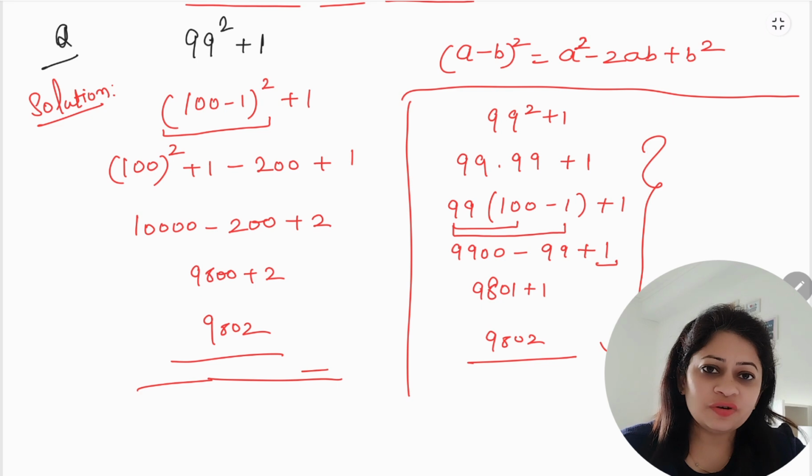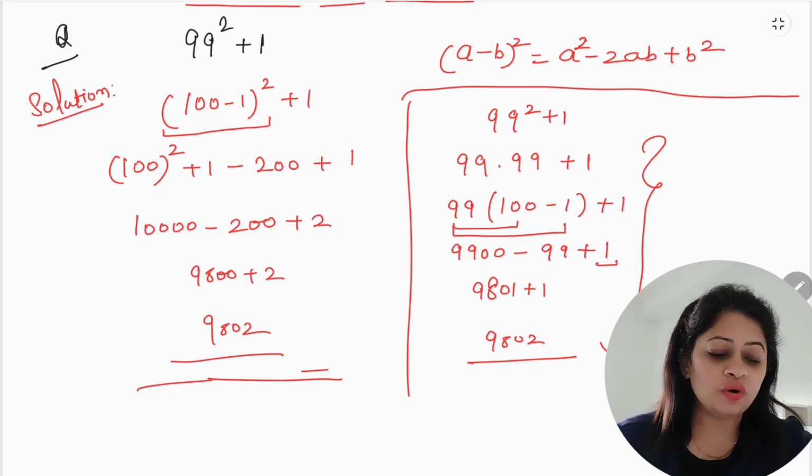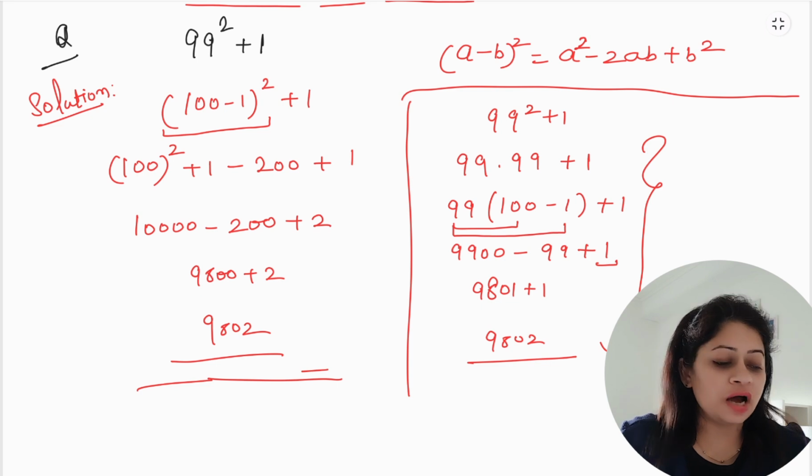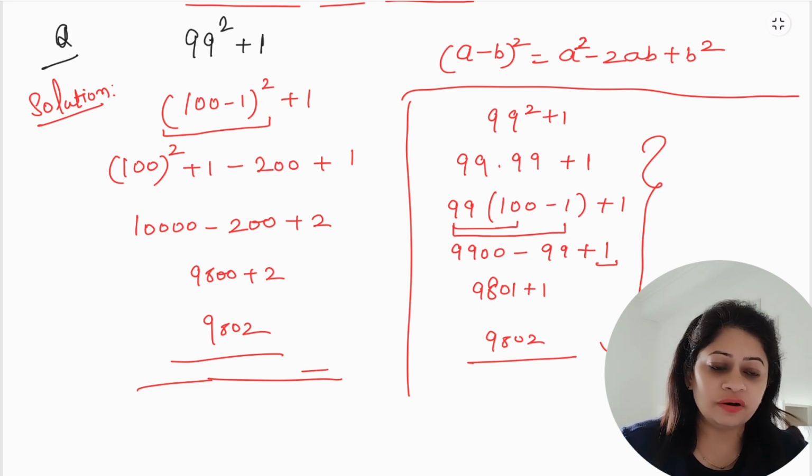So I hope you understood this. Whenever you get this type of question, always try to follow this kind of things. Try to relate it with 100 or 1000 when you have 999 square, okay?